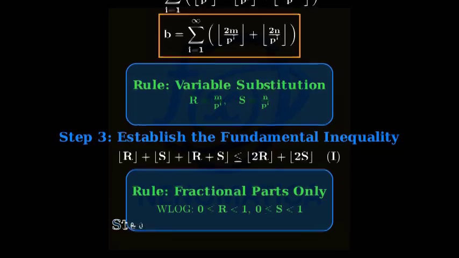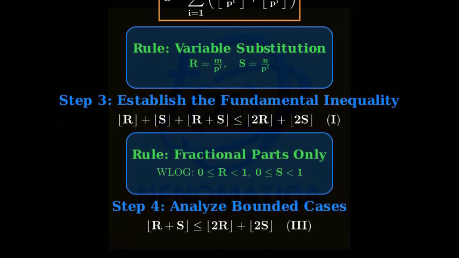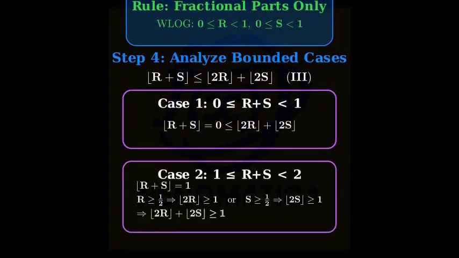Step 4. Under 0 to 1 bounds, floor of R equals 0 and floor of S equals 0. So the inequality becomes floor of R plus S is less than or equal to floor of 2R plus floor of 2S. Consider two cases. Case 1, R plus S less than 1. Then floor of R plus S equals 0.